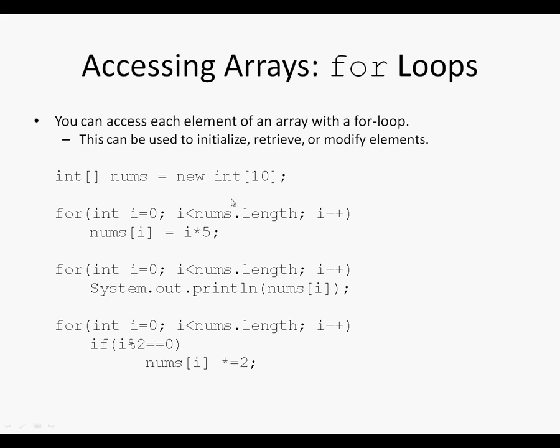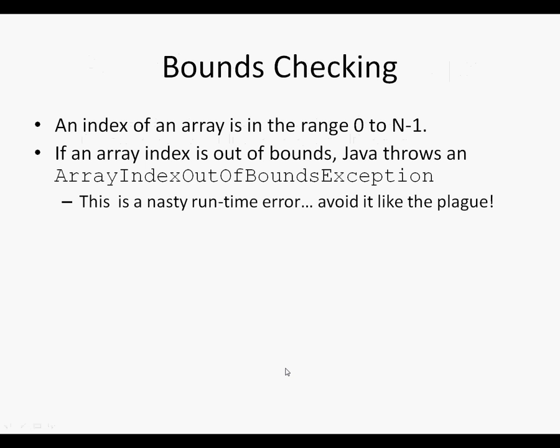So these are just some simple examples of using a for loop to initialize or fill up the array, retrieve elements from the array and do something with them, in this case just print them, or modify elements in the array, maybe only certain elements within the array. And again, for loops are great for doing things like this.